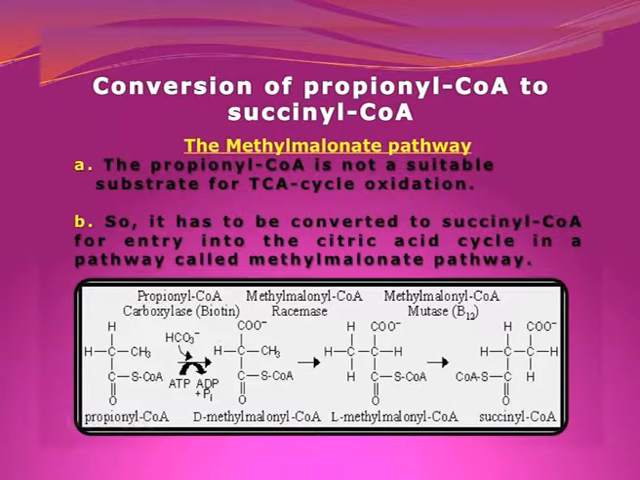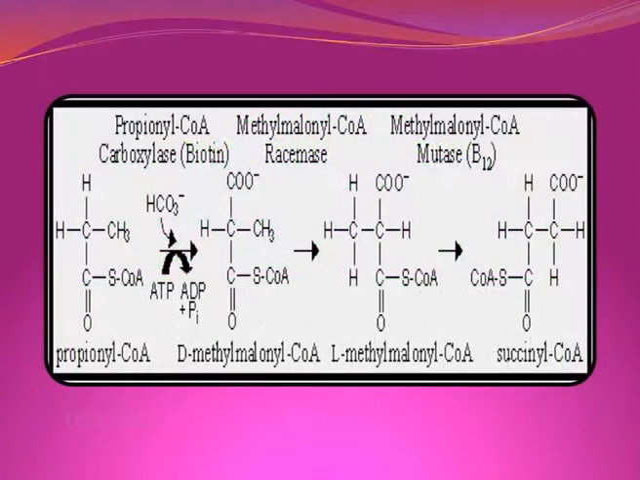This propionyl-CoA actually cannot enter the TCA cycle on its own. So, it has to be converted either to succinyl-CoA by the methylmalonate pathway or to acetyl-CoA by the beta-hydroxypropionate pathway. So, firstly, the methylmalonate pathway. In this pathway, there are 4 steps. In the first step, propionyl-CoA gets converted to D-methylmalonyl-CoA. Then this D-methylmalonyl-CoA is racemized to form L-methylmalonyl-CoA, and after that this L-methylmalonyl-CoA forms succinyl-CoA.